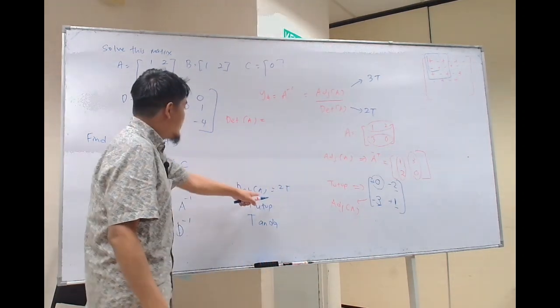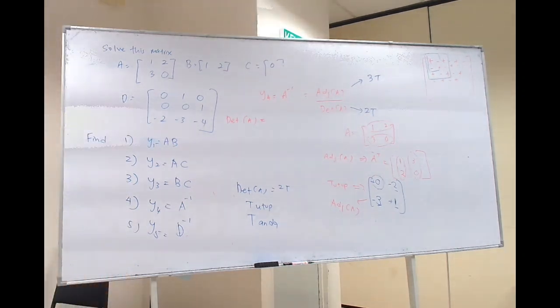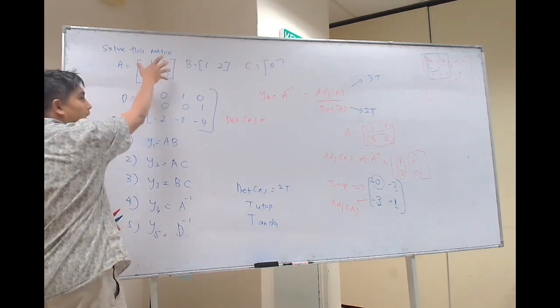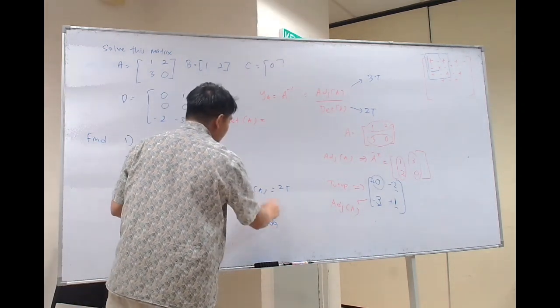To solve for the determinant of A, you must apply the 2T. Yes, this is your A. And then you must apply the 2T.